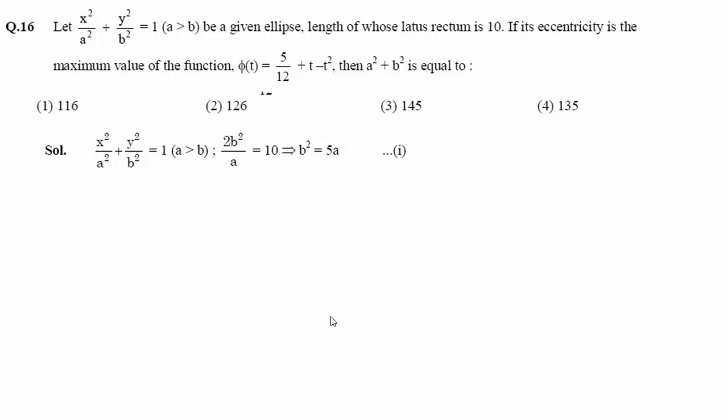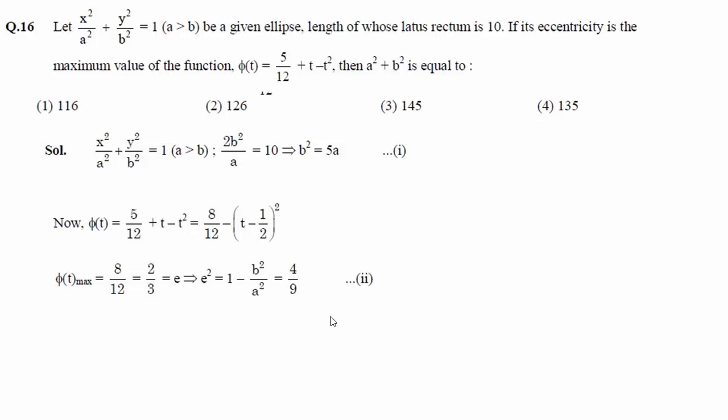Solution. x square by a square plus y square by b square equals 1, where a is greater than b is given. This implies that 2b square by a equals 10. Hence, b square equals 5a, first equation. Now, phi of t equals 5 by 12 plus t minus t square equals 8 by 12 minus t minus 1 by 2 whole square. Phi of t max equals 8 by 12 equals 2 by 3 equals e.